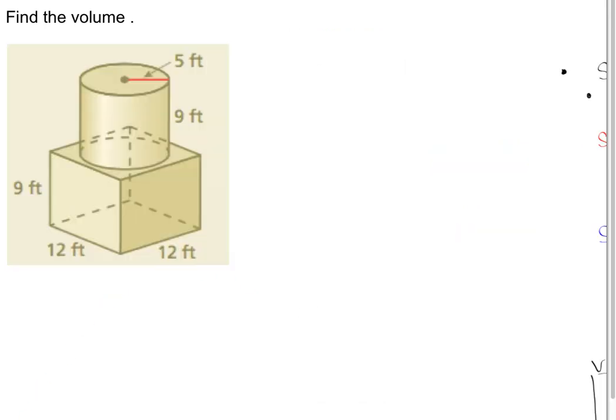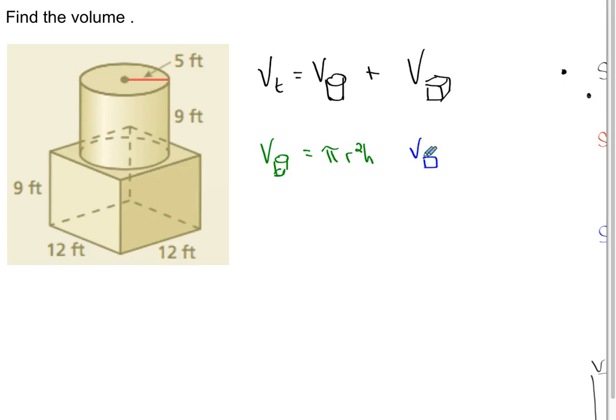Alright, so find the volume of this composite figure. You actually just have the shape of a cylinder and the shape of a rectangular prism. So my total volume is going to be that of the volume of a cylinder plus that of the volume of a rectangular prism here. Volume of a cylinder from the last slide, pi r squared times h. Volume of a rectangular prism, length times width times height.